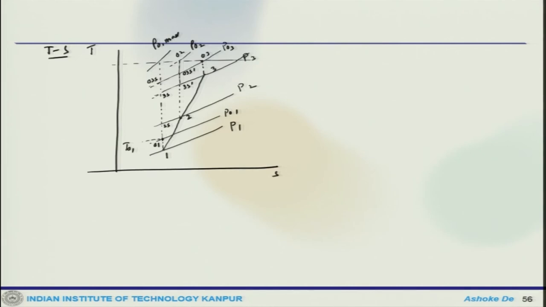Now, if the whole process is isentropic, then P naught would be P naught maximum. So, the final stagnation pressure for the same work input would be P naught max, but there are losses in rotor and stator. So, P naught 3 is less than P naught 2 or rather P naught max.